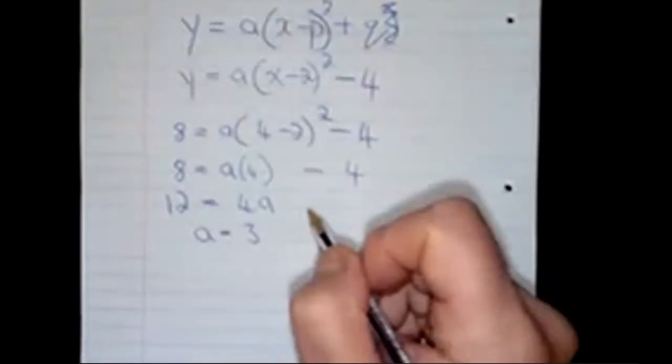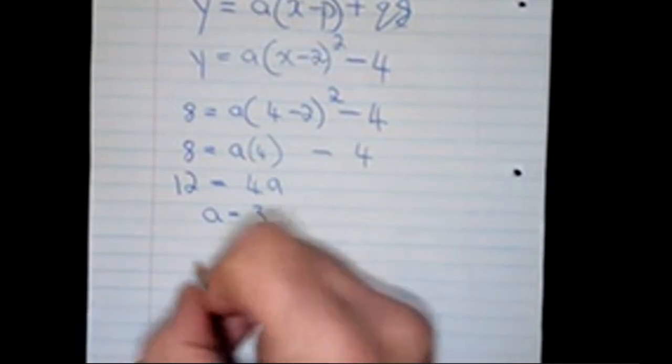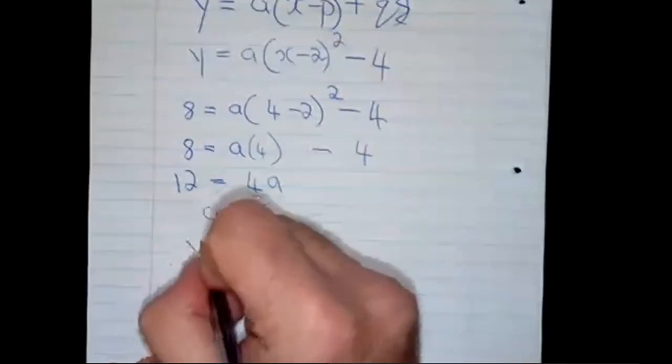Let's just check quickly. This thing is smiling, so the a must be positive. Is a positive? Yes, a is positive. But we're not done yet. The question never said get a. The question said get the equation of the parabola. Okay, so we need to still answer the question.